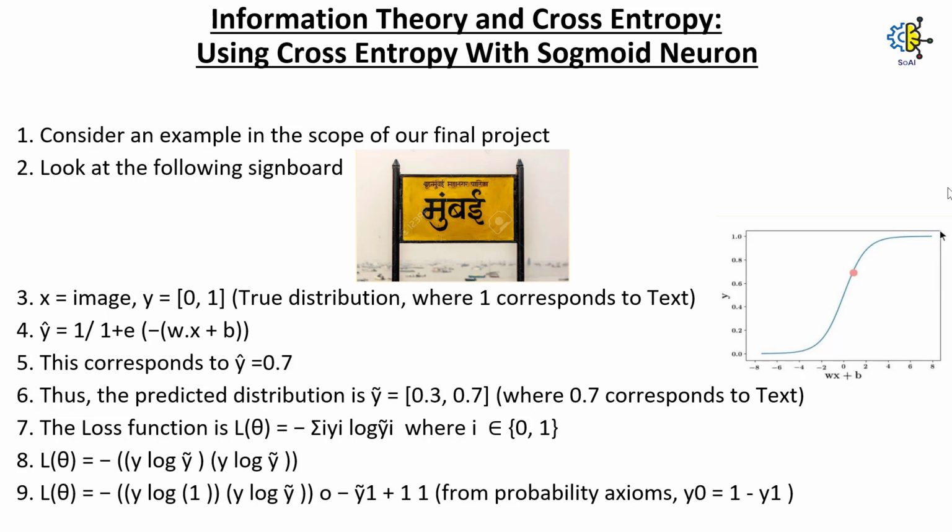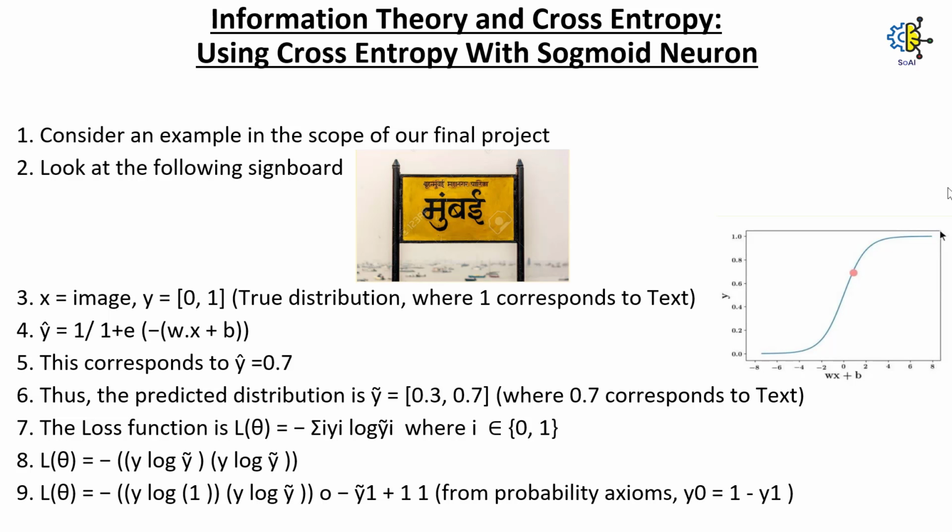Look at the following signboard. Here the signboard represents Mumbai. X is equal to the image, y is equal to 0 or 1, that is the true distribution where i corresponds to the text. Y cap here is equal to 1 by 1 plus e to the power of minus w dot x plus b. Here dot represents multiplication. This corresponds to y cap being 0.7. Thus the predicted distribution is 0.3, 0.7, where 0.7 corresponds to text.